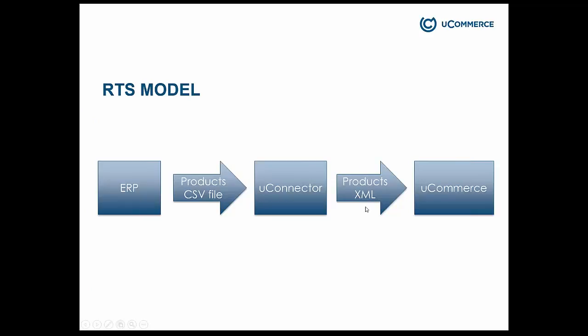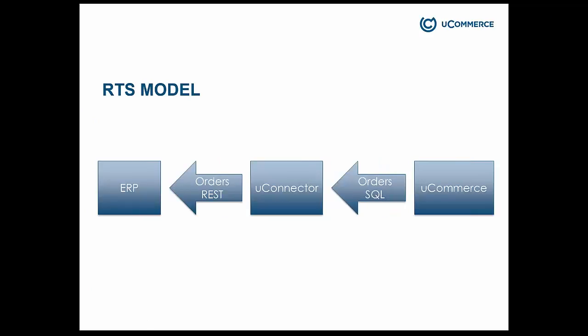Or the other way around. Once we have a successful e-commerce store with thousands of orders flowing in every hour, we probably need those orders to be shot back to the ERP system for the processing. So again, uConnector will use an adapter to reach out to uCommerce or any other commerce platform for that matter, pulling that information in, transforming it from SQL rows into JSON, and then passing it on to the ERP system via web service. And that's sort of the basic operation of that.